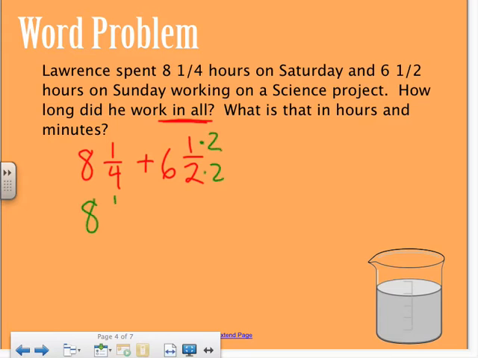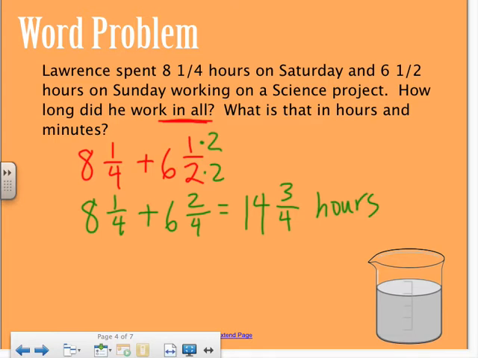So this is still 8 1/4 plus this is now 6 2/4. If I add this up, I get 14 as the whole number and 3/4 is my fraction. So I don't have to change anything, 3/4 is a normal fraction. 14 3/4 hours is how long Lawrence worked.